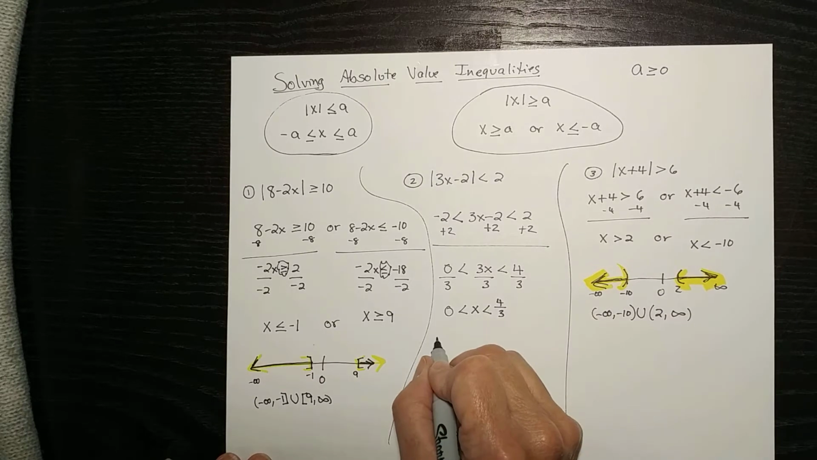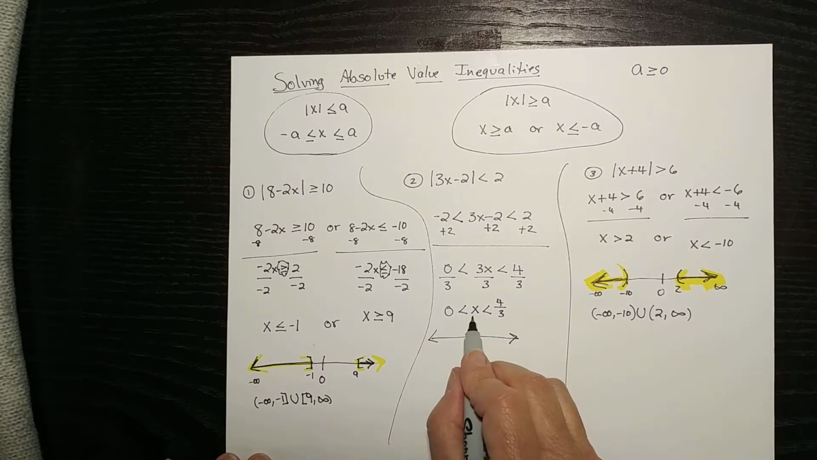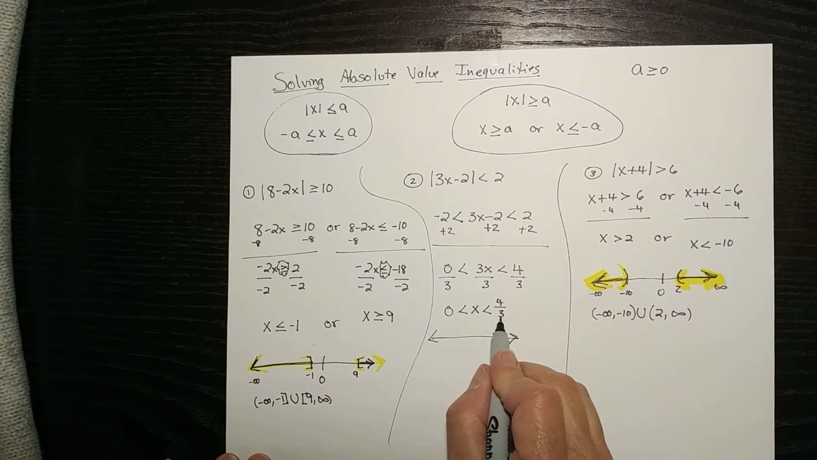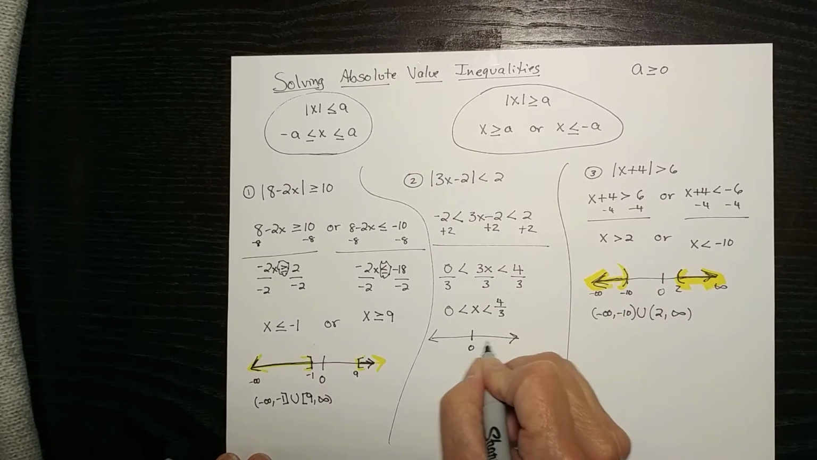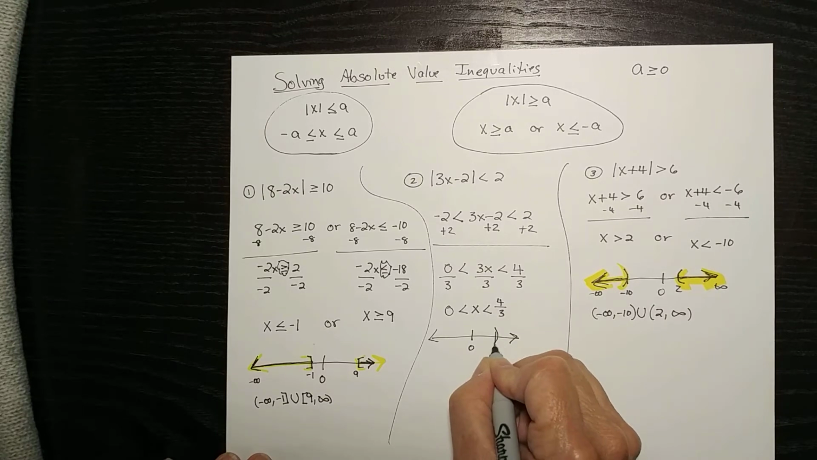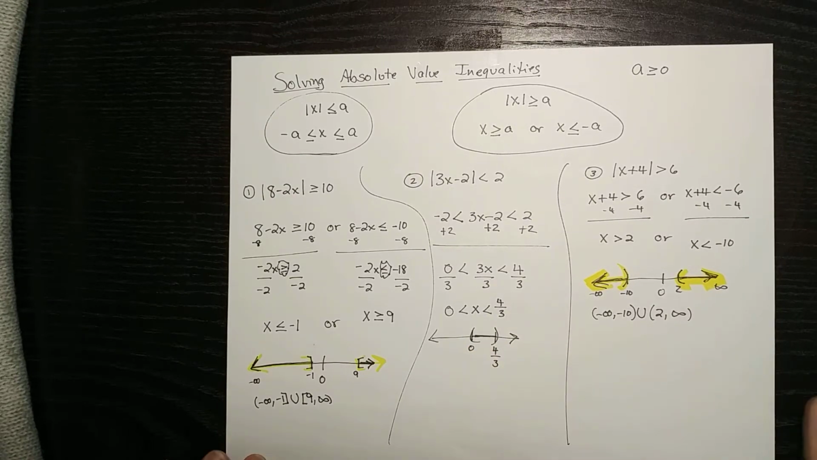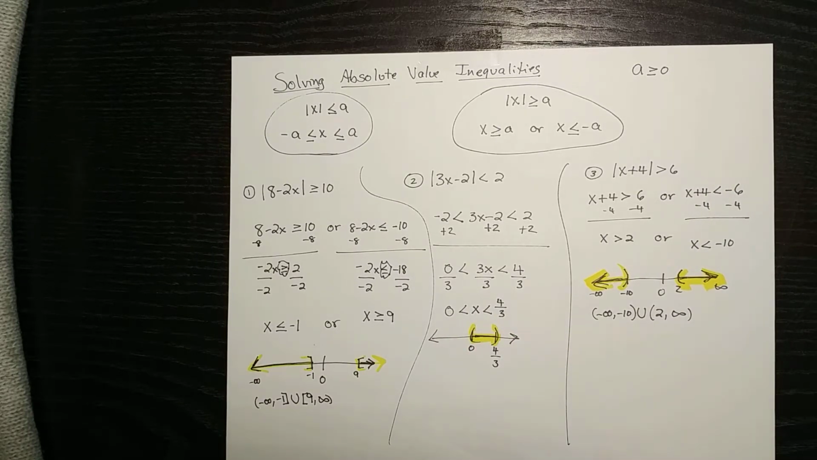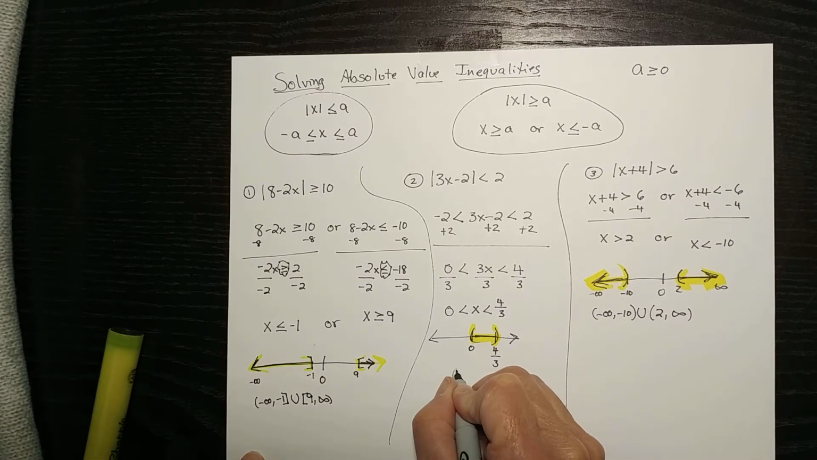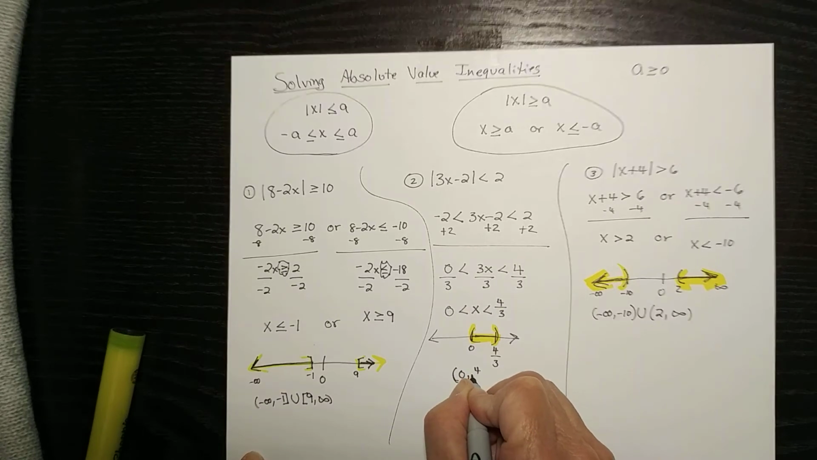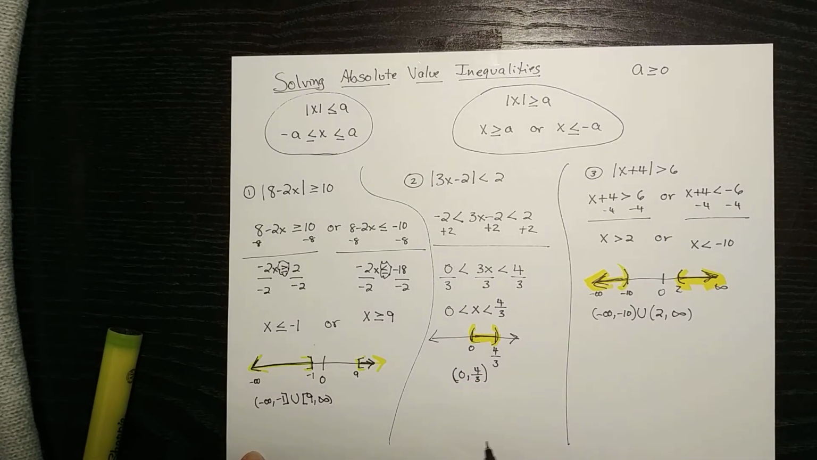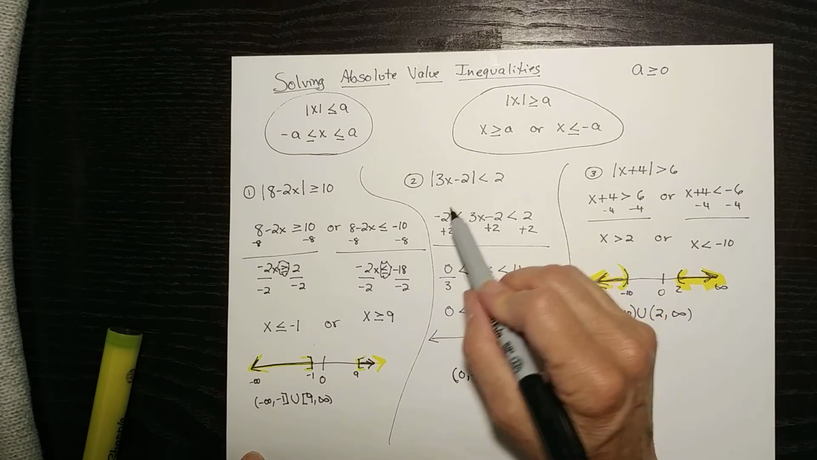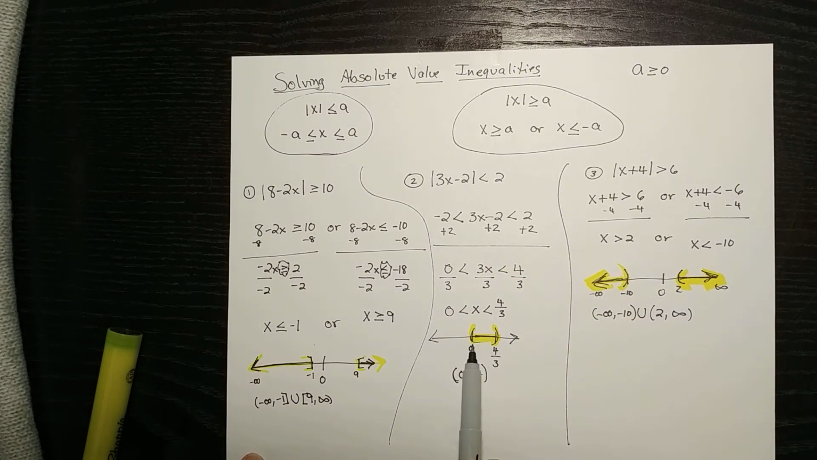And this is my solution. If I was going to graph this, do you see how x is between 0 and 4/3? We are going to highlight the region between 0 and 4/3, just like that. And to write it in interval notation, you just write down the part that you highlighted: parentheses, 0, 4/3, close parentheses. So if this had an or equal to, everything would be exactly the same except these would be brackets. That's the only difference that we would see.